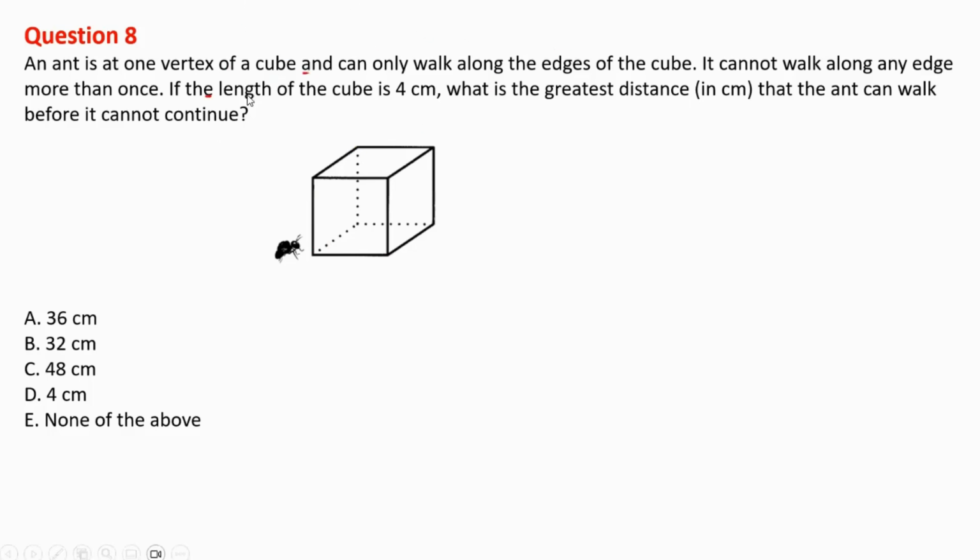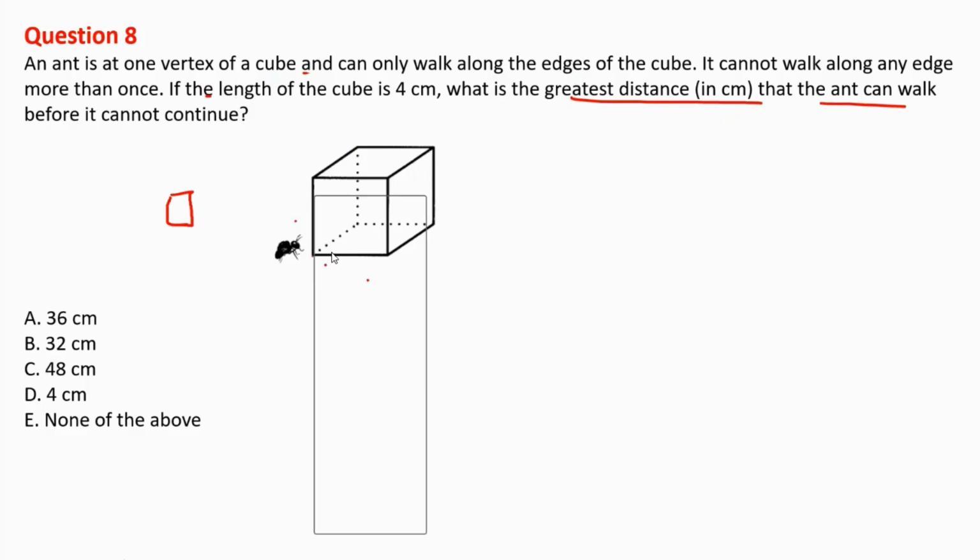The question reads, an ant is on one vertex of a cube and can only walk along the edges of the cube. It cannot walk along any edge more than once. That means that any of the edge cannot be repeated. If the length of the cube is 4 cm, we know the length of the cube. A cube has all faces square and has all sides same. So what is the greatest distance that the ant can walk?